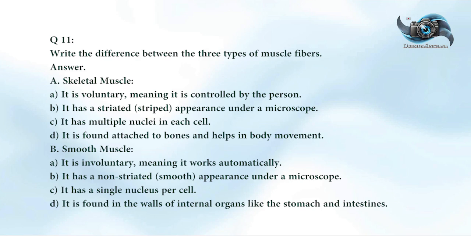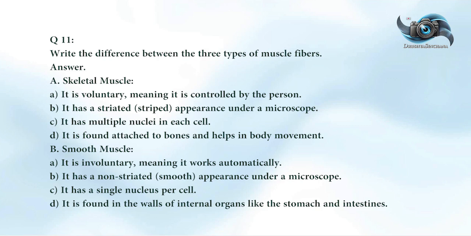Question number 11. Write the difference between the 3 types of muscle fibers. Answer. A. Skeletal muscle. 1. It is voluntary, meaning it is controlled by the person. 2. It has a striated, striped appearance under a microscope. 3. It has multiple nuclei in each cell. 4. It is found attached to bones and helps in body movement.